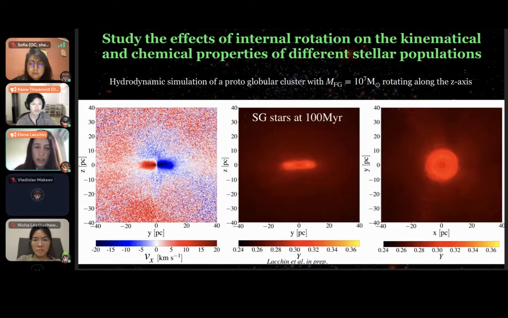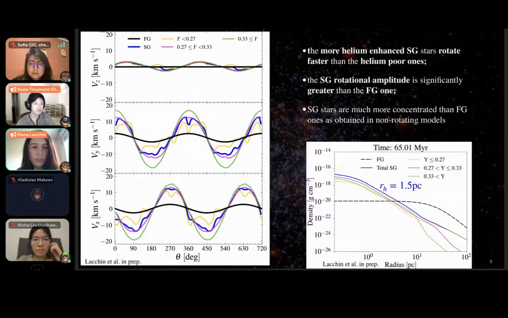And in the next slide, you can see the macroscopic quantities. So we can see that helium-enhanced stars of the second generation are rotating faster than helium-poor ones, which are formed not only from third-generation stars, but also from the non-rotating interstellar medium. And we found also that second-generation stars are rotating much faster than the third-generation ones. And this is due to the fact that they are also much more concentrated than the third generation.